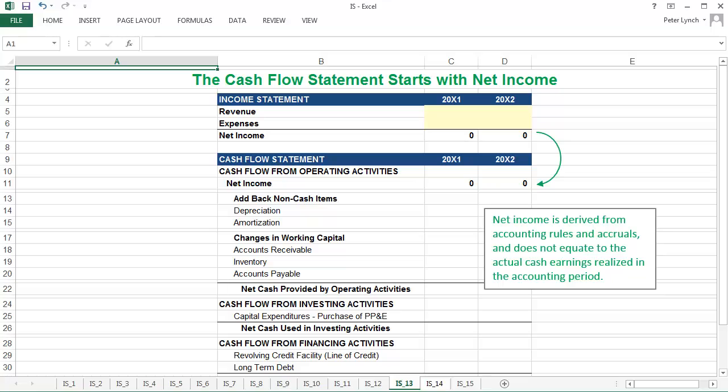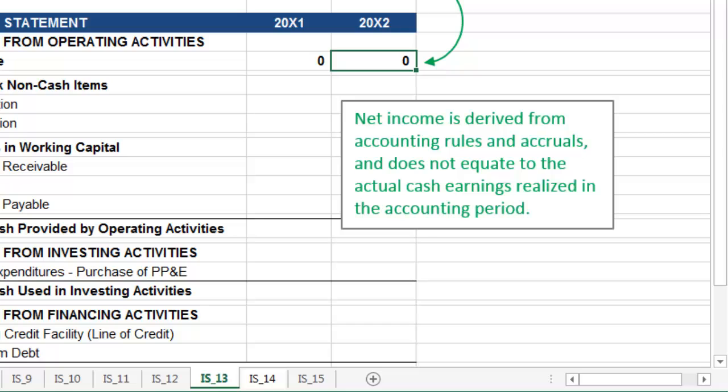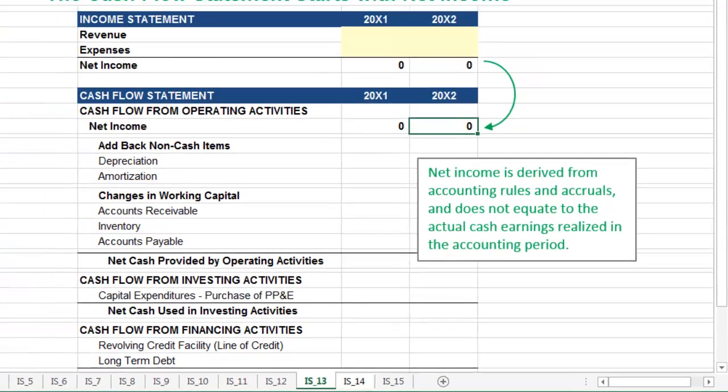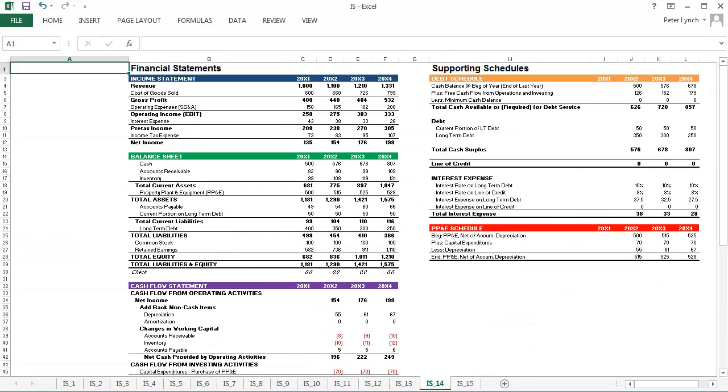Moving on, I want to talk about a very important relationship between the cash flow statement and the income statement. For every accounting period, the cash flow statement starts with net income. And here it's very important to distinguish between net income and cash, because net income is derived from accounting rules and accruals and does not equate to the actual cash earnings realized in the accounting period. This is a very important relationship to keep in mind as you build financial models.